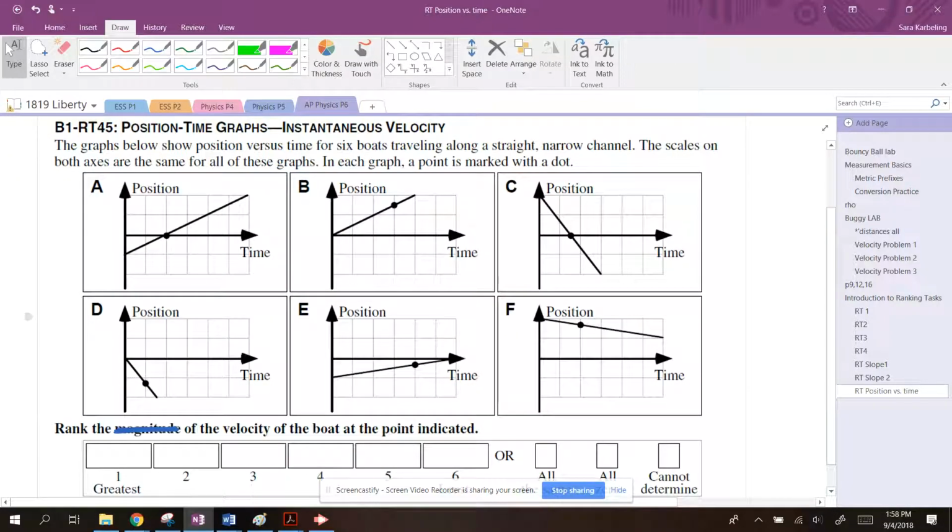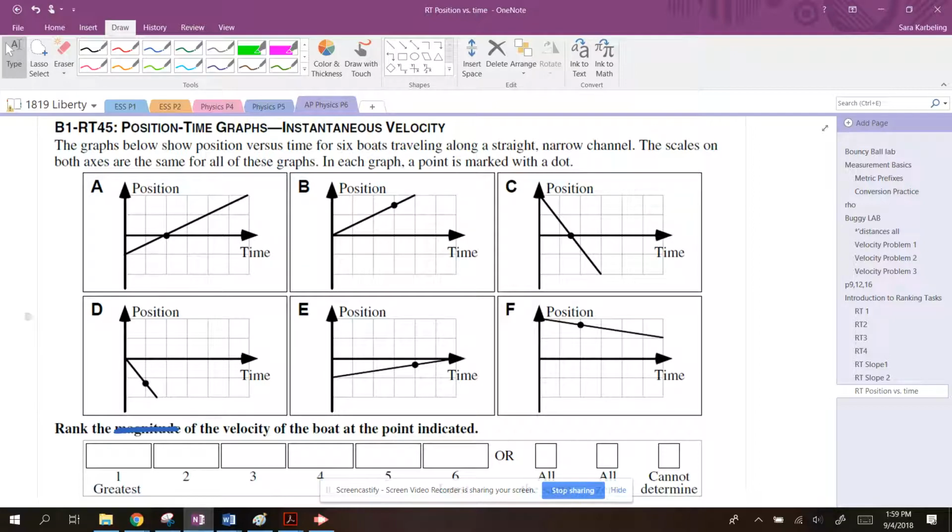All right. Now we're getting into this physics business. The graphs below show a position versus time graph for 6 boats traveling along a straight, narrow channel. The scales on both axes are the same for all of the graphs. Each graph has a point marked with a dot. Okay. I did blue out a word, and we'll leave that blued out for now. Rank the velocity of the boat at the point indicated.